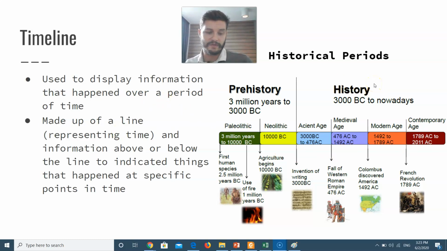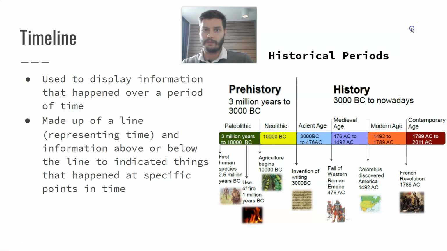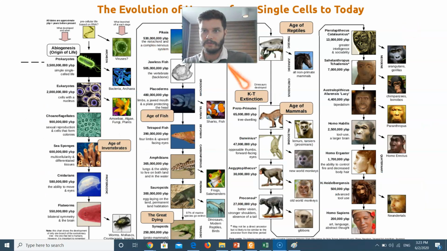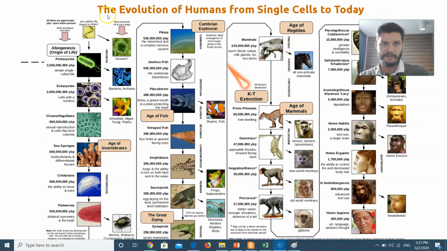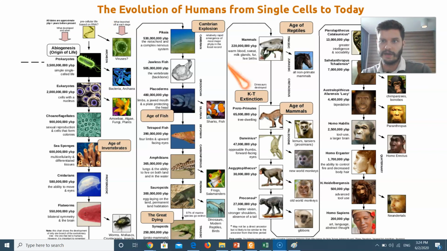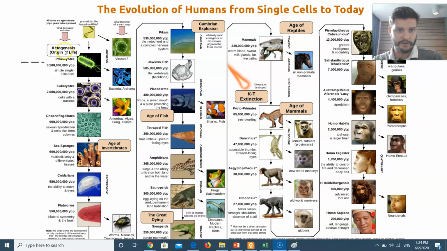Timelines do not always need to be horizontal. They can be vertical, or they don't even need to be a straight line, really. So let's take a look at another example of a timeline here. As you can see, this timeline is about the evolution of humans from single cells until today. It is organized chronologically, although it's not a horizontal line, nor is it a single vertical line.